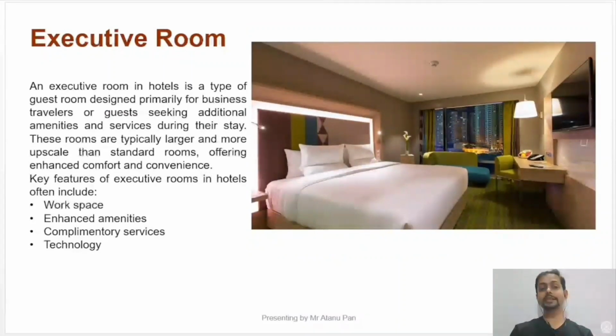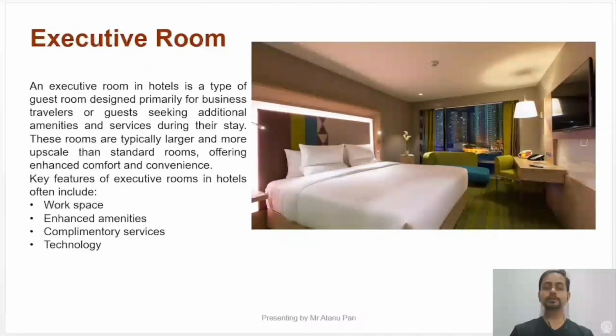And we have the last one, that is called the executive room. An executive room in a hotel is a type of guest room designed primarily for business travelers or guests seeking additional amenities and services during their stay. Now who are these business travelers? From any company, sometimes the company sends their employees to conduct or attend a meeting. So in that case, they will visit different places and they will stay. But this guest will not pay anything. The payment will be done by their company on their behalf.